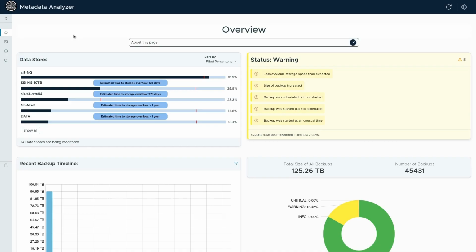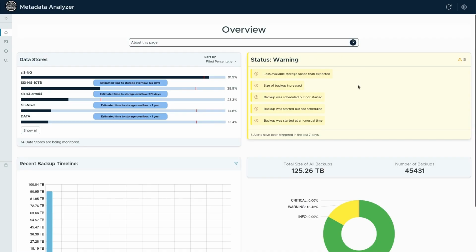On the overview page, Joe sees how much space is left on every storage device. He knows when a storage device will likely run out of space. This forecast uses the average growth of backups over time.